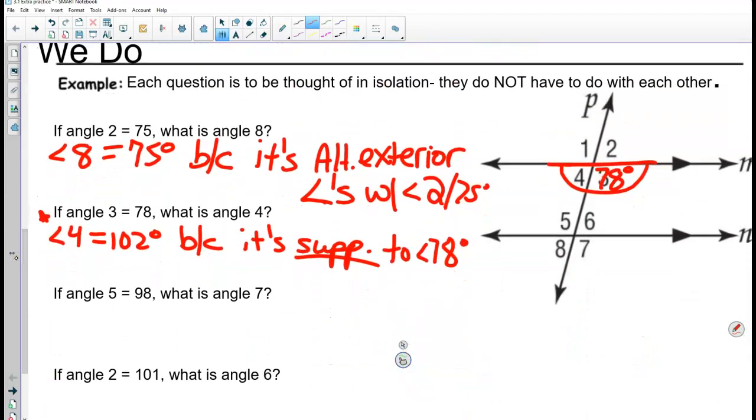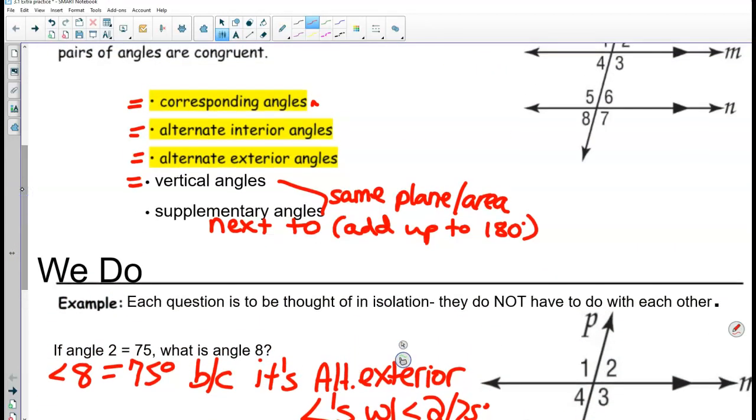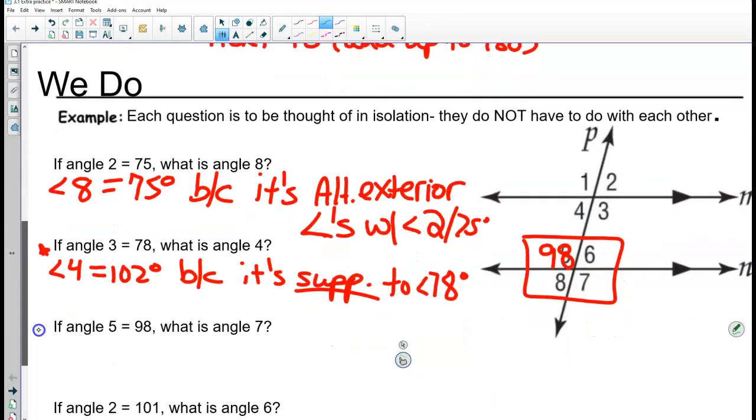Again, pretending that this one we just did does not exist. Each one's like brand new. And I could put the little plane on every single problem, but it's to save space. So angle 5 is 98. If I look at angle 5, what is angle 7? So again, it's on the same plane, meaning they're in the same little area, so I only have two choices. It's either vertical angles or supplementary. I could use either, I could probably use both.